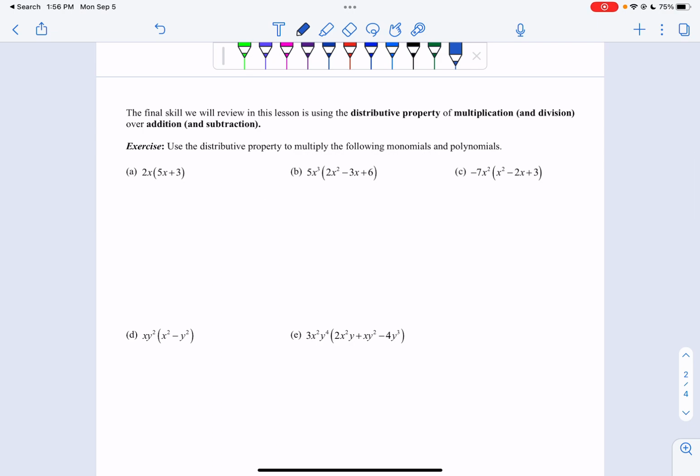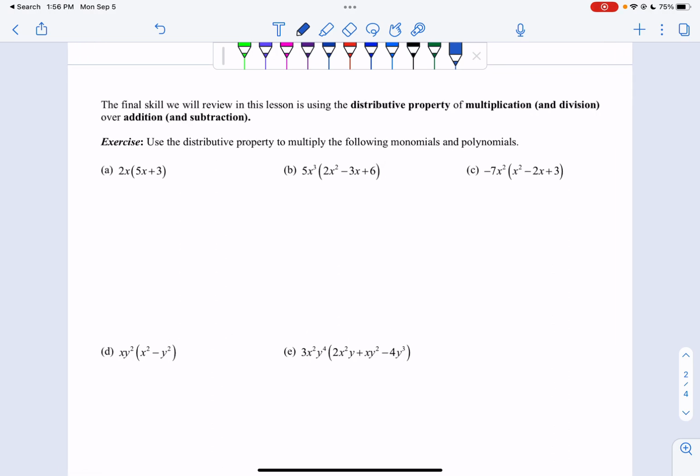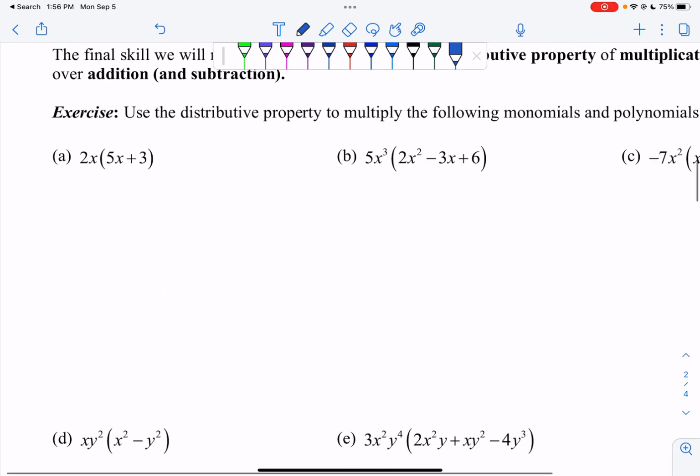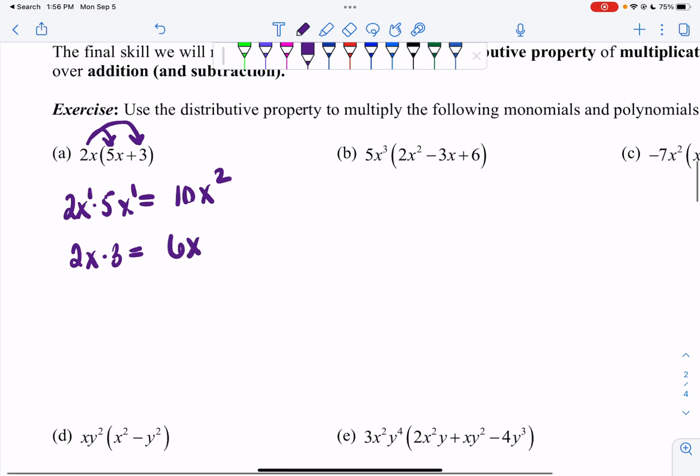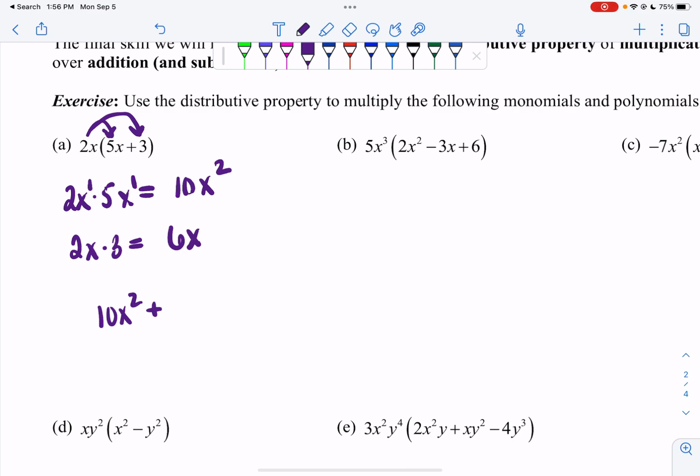Now what we're going to do is learn how to multiply a monomial by a binomial and a trinomial, and it's the exact same procedure, but we just use distribution. So in our first example, we have 2x times 5x plus 3. I'm always doing the coefficients first. So 2x times 5x: 2 times 5 is 10. X times x, add those exponents, so I get x squared. 2x times 3, on the other hand: 2 times 3 is 6, so I just get a 6x. So my final answer would just be 10x squared plus 6x.